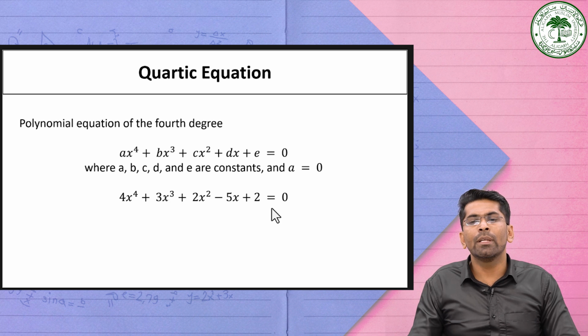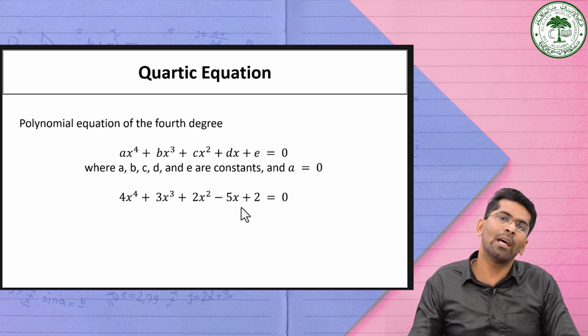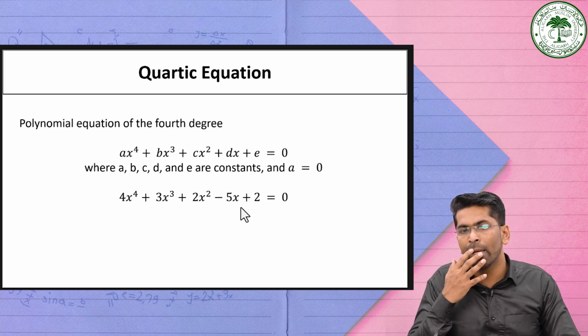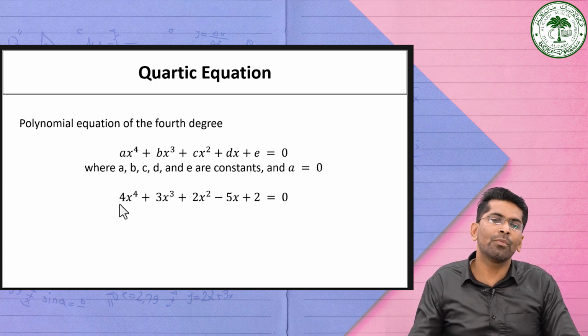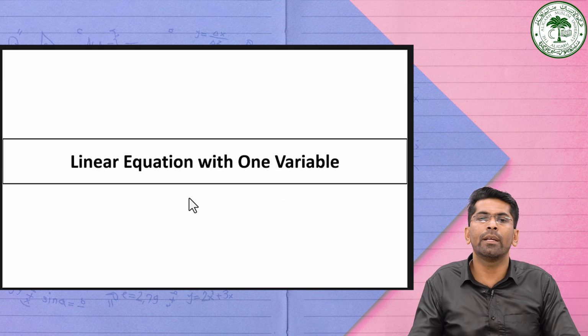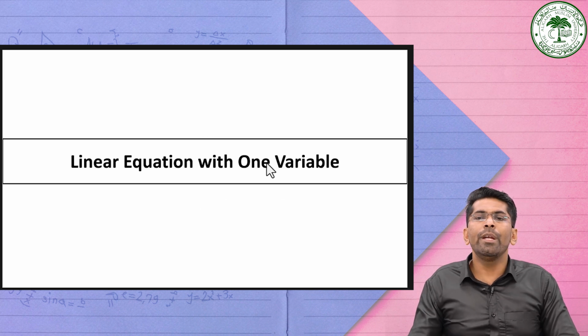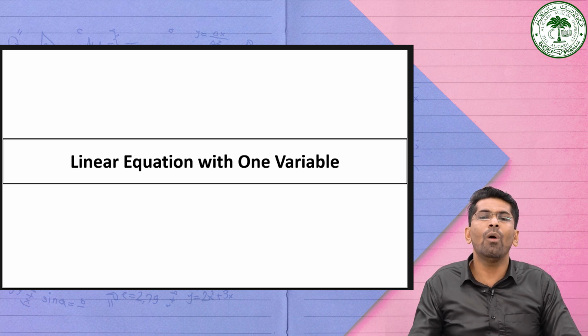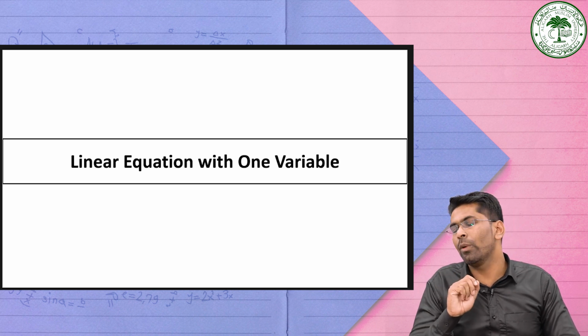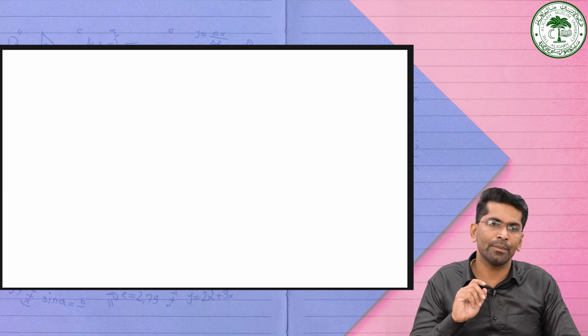So a quartic equation can have 0 to 4 real roots depending upon the coefficients. So here the highest power of the unknown variable, that is x, is equal to 4. So such a type of equation is generally known as a quartic equation. Now we are going to consider some examples of linear equations and see how to solve a linear equation with one variable.